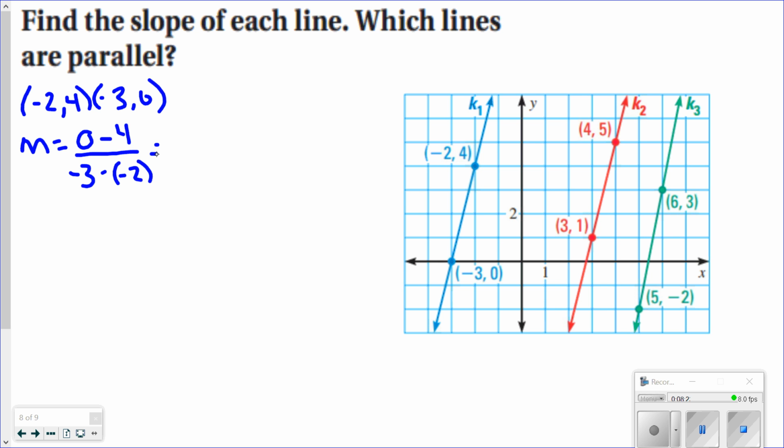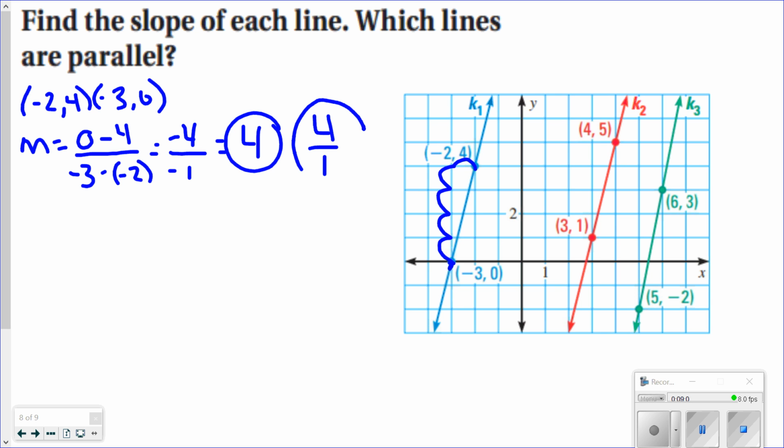When I plug this in, I end up getting -4 divided by -3 plus 2, because remember, minus a negative is really plus, so that is -1. But that will simplify even more, and my slope is 4 for the blue line. Also, remember, if it's graphed here, we can actually count how many spaces we move up and over. If I look at the graph, I move up 1, 2, 3, 4. That was a rise of 4, and I go over 1.